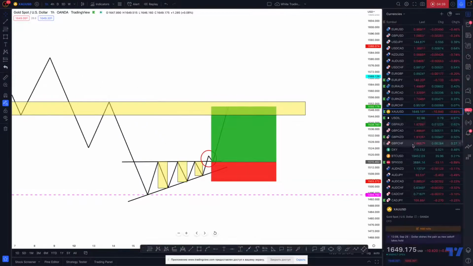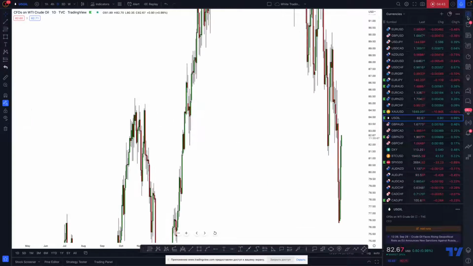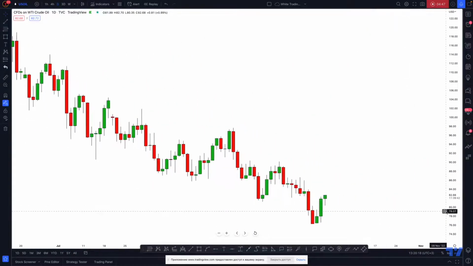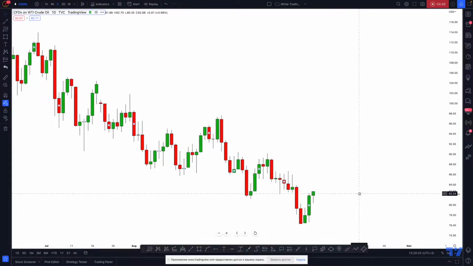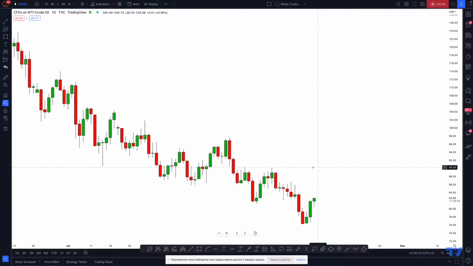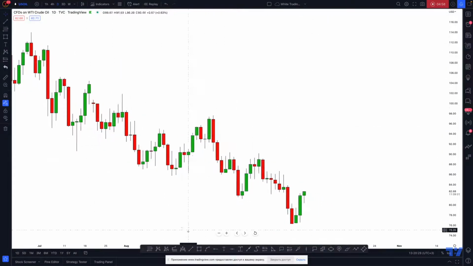Now let's discuss the example. Analyzing WTI crude oil, I spotted a perfect example of such a triangle. And here on WTI crude oil, this triangle is a trend following pattern. So you can see that here we are trading in a bearish trend.